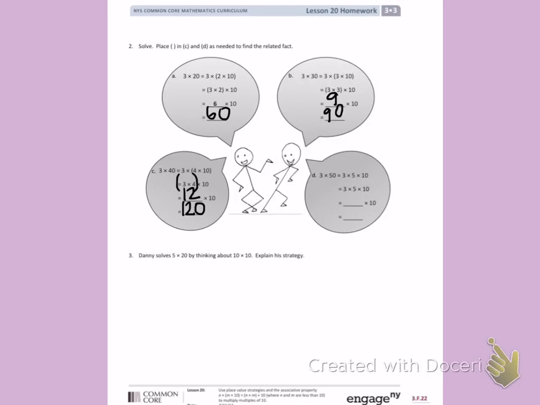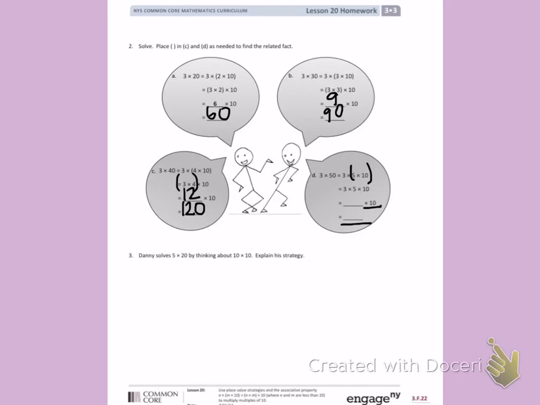Letter D, we have 3 times 50 equals 3 times 5 times 10. Can you tell which number they broke apart? They broke apart that 50 into 5 and 10. When you go to the second part, you need to group what is the easier problem to solve, 3 times 5 or 5 times 10. Once you find that problem, then you can multiply the answer by 10 and get your final answer.